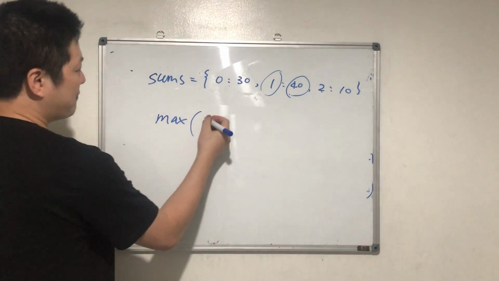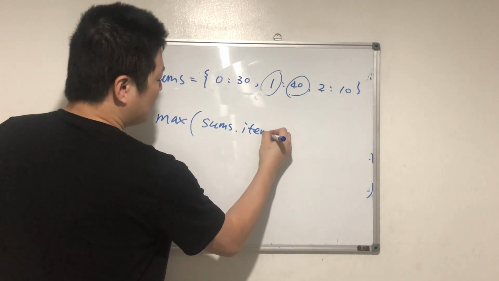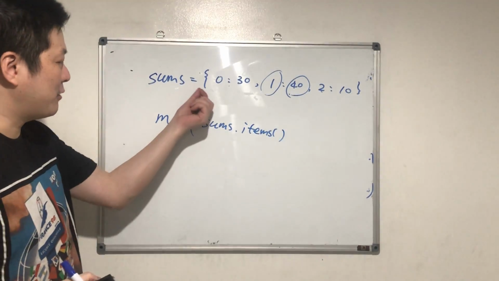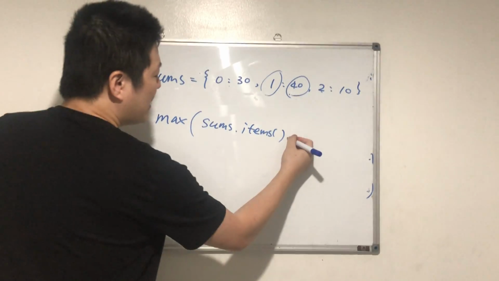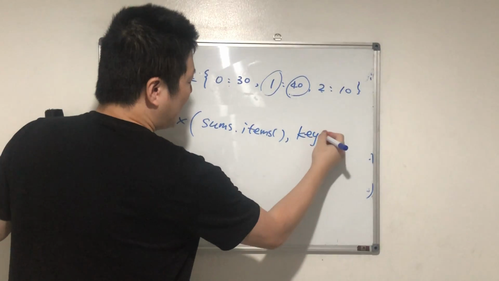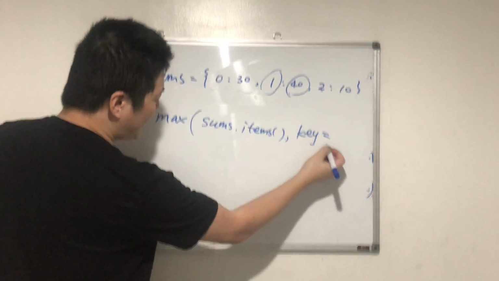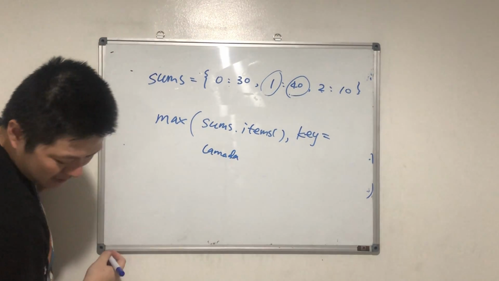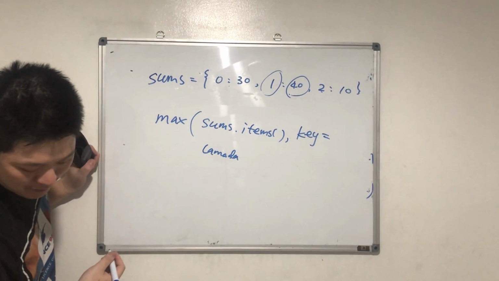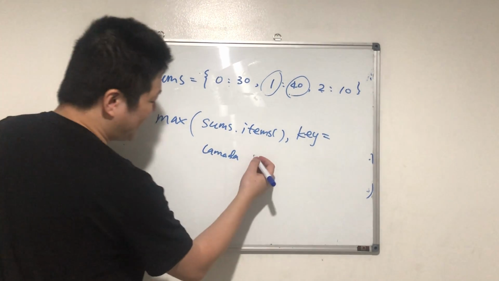We can do this: max sums dot items. What's items? Items will give the key value pairs, yeah? And then look, I want to use a key function to determine which is the max. Key equals lambda. Okay, what does lambda mean in English? We don't know. I don't know either. Okay, x.